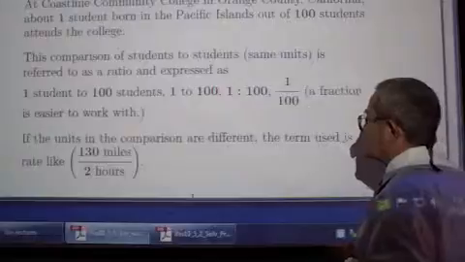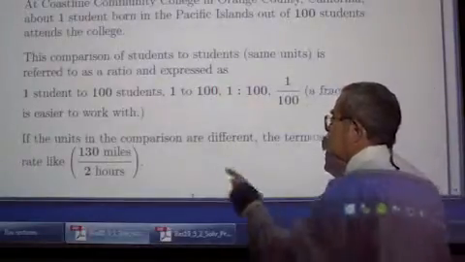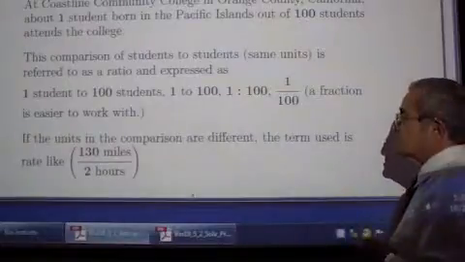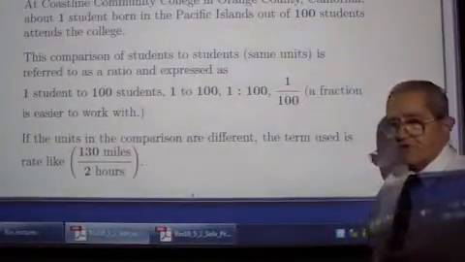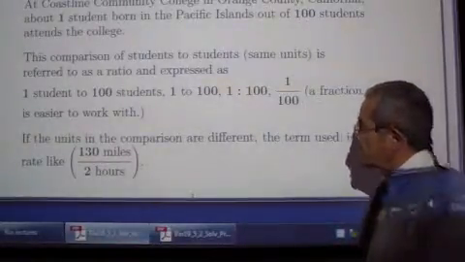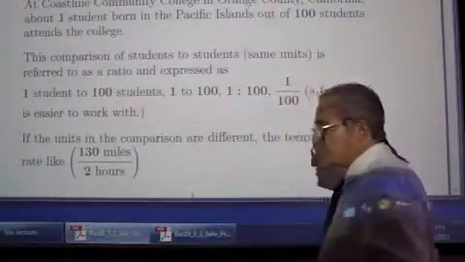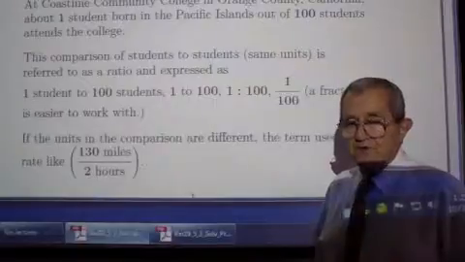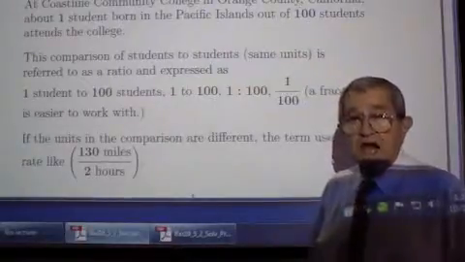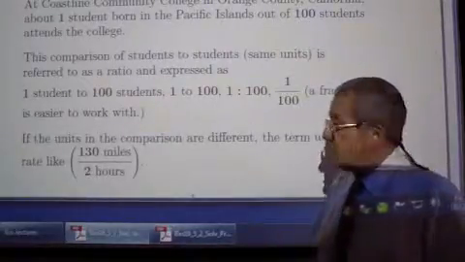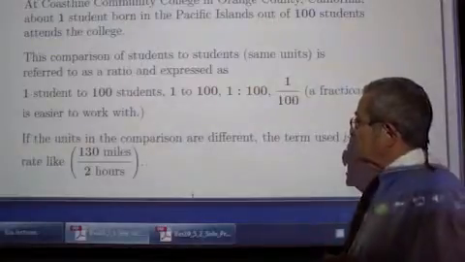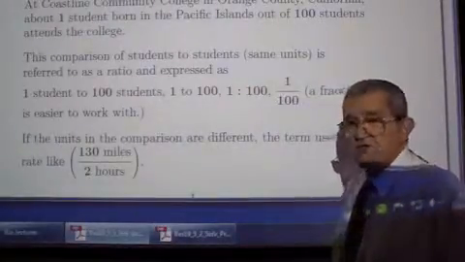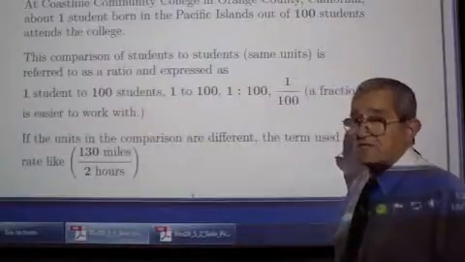Another comparison, if the units are different, the term used is rate. So ratio and rate. In rate, you have units that are different. In ratio, you have units that are the same, like dollars over dollars, or cents over cents, or even dollars over cents. You can make them the same units. So it's a matter of terminology. If you mix the two, rate and ratio, it's not the end of the world.